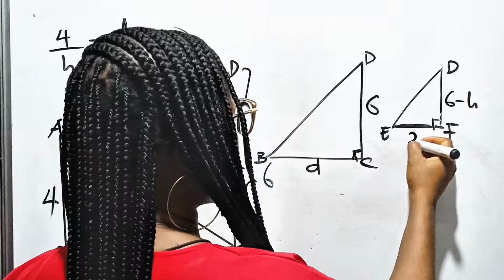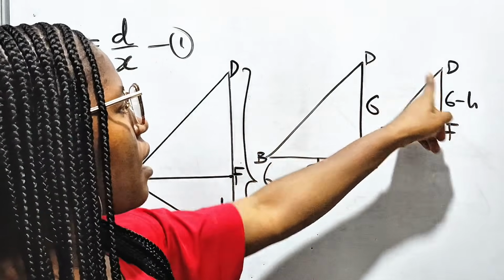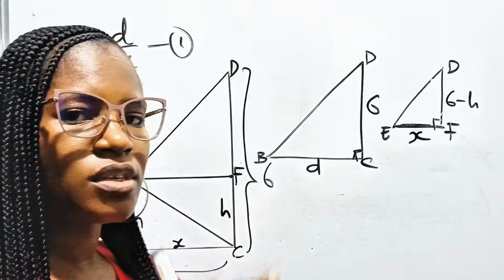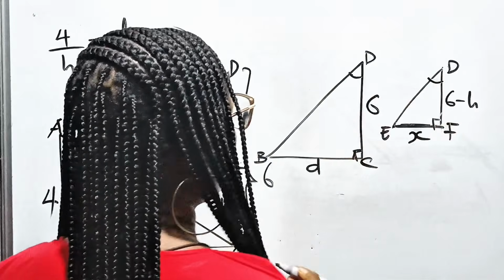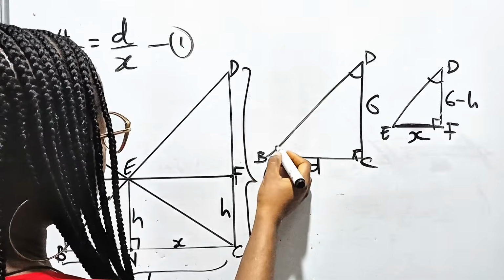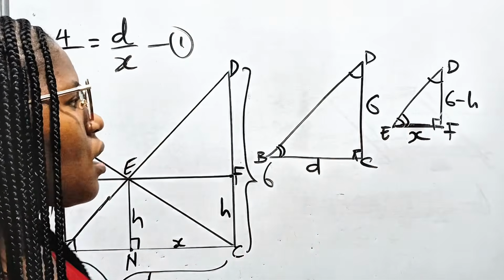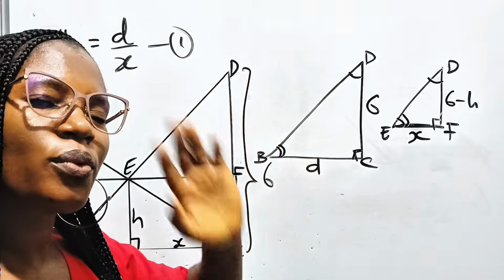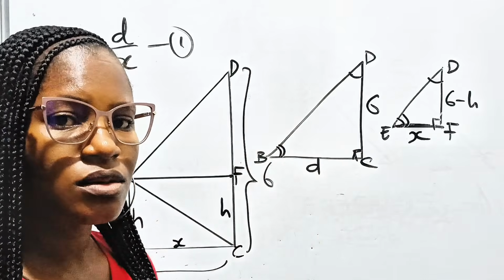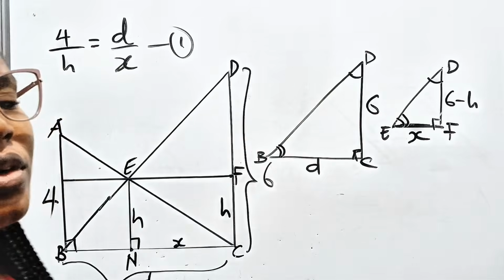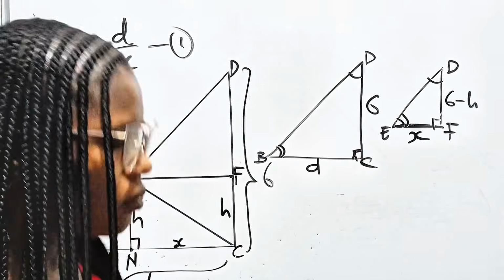So here is x. Now you will notice that they both have angle D. They share it in common. So this angle is equal to this angle. That simply means that this remaining angle will also be equal to this remaining angle. So with that, we have also proved that these 2 triangles are similar triangles. Therefore, the ratio of their corresponding sides are equal as well.